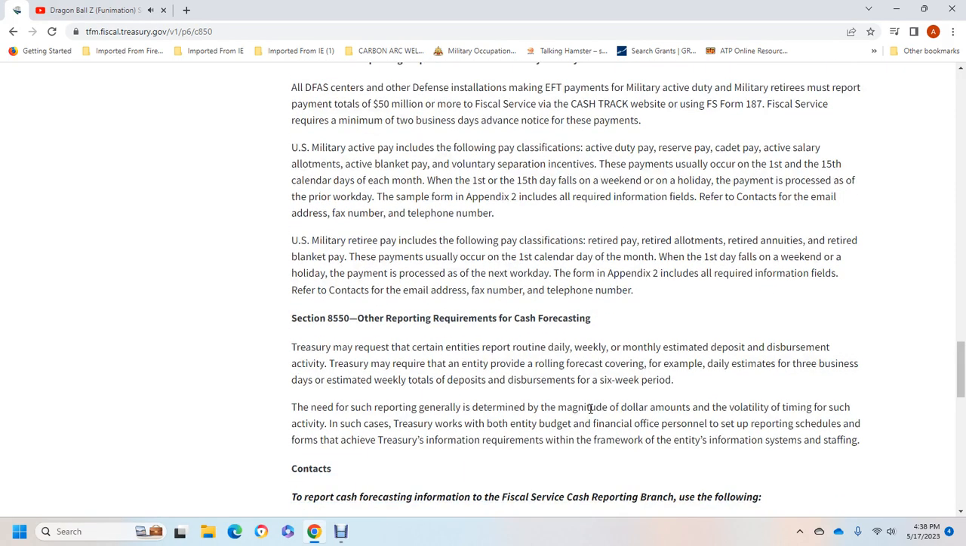telephone number. Section 8550, other reporting requirements. Cash forecasters may request certain reports, routine, daily, weekly, monthly estimated deposit or disbursement activity. Treasury may require that entities provide a rolling forecast covering, for example, the daily estimate for 3 business days and estimated weekly total deposit or disbursement for a period of weeks. The need for such reports is generally determined by the magnitude of the dollar amount, volatility, timing, and such activities. In such cases, the Treasury works with the entity's budget, financial, and operating office personnel, setting up the reporting schedule of the forms that achieve Treasury information requirements within the framework of the entity's information system.